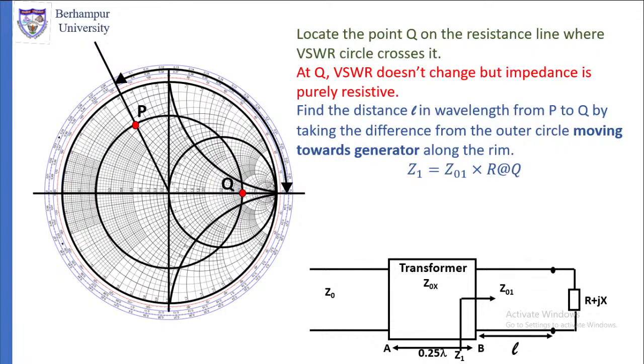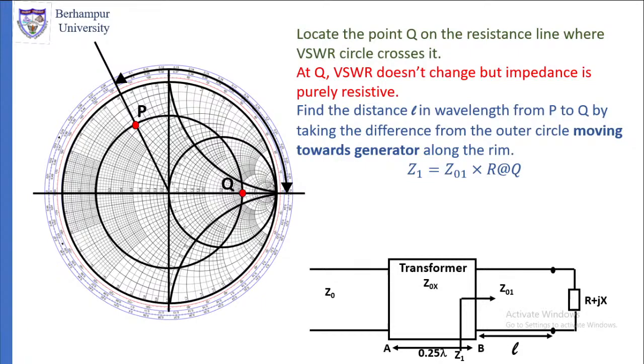That will give the wavelength of P. For P, you will get a wavelength. Then from P, move to Q. Q will be 0.25. Therefore, the total length from P to Q, in terms of wavelength, will be 0.25 lambda minus whatever lambda is for P.